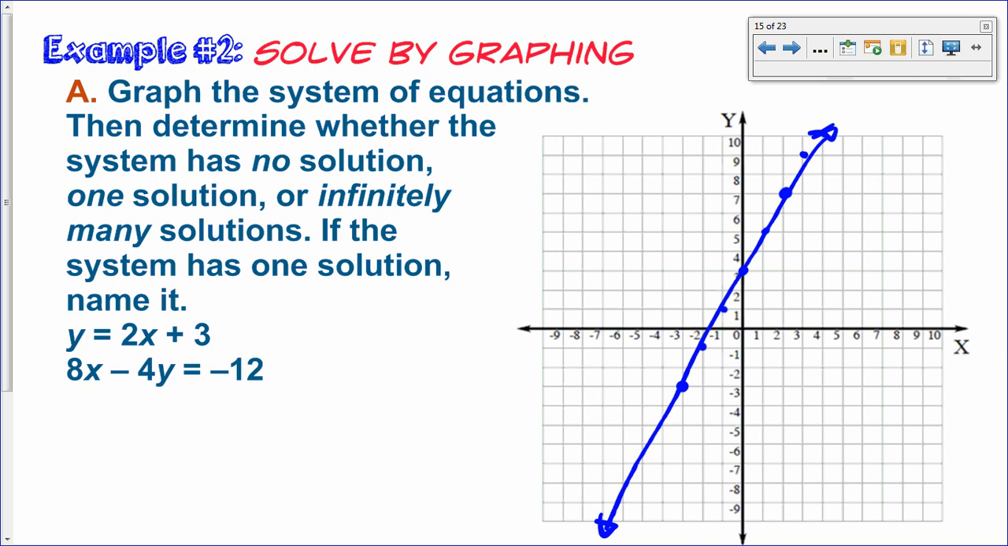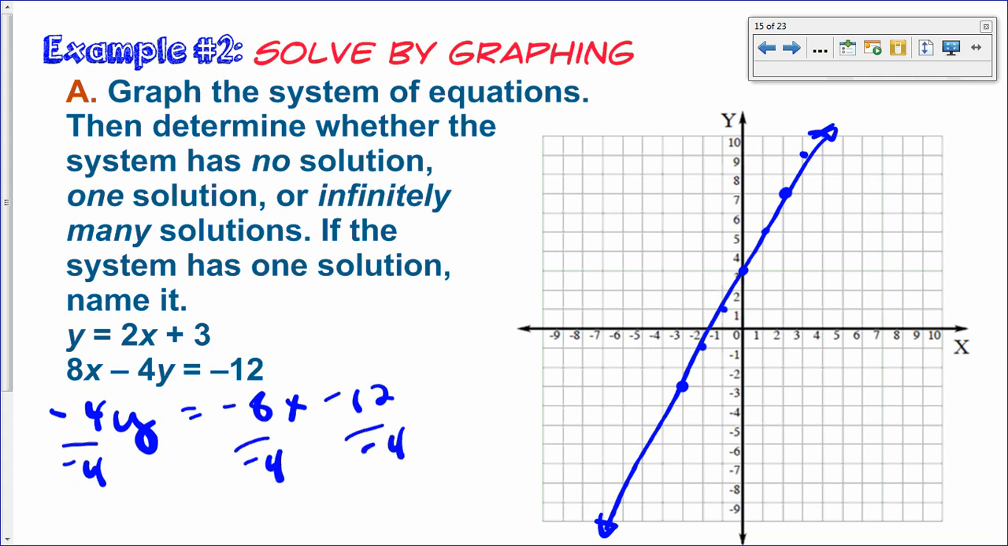Next line, what do I have to do with it? You have to put it in slope-intercept form and so forth. Okay, start me off. Subtracting, that would give me negative 4y equals negative 8x minus 12. Divide by negative 4. Give me y equals 2x plus 3.